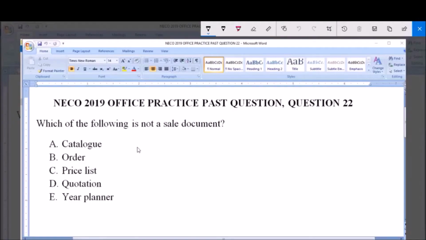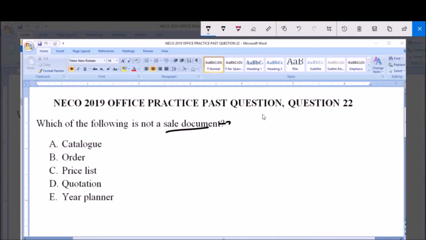I will be answering NECO 2019 Office Practice past question, question 22. Which of the following is not a sale document? A. Catalog, B. Order, C. Price list, D. Quotation, and E. Year planner. Now, what are sale documents?